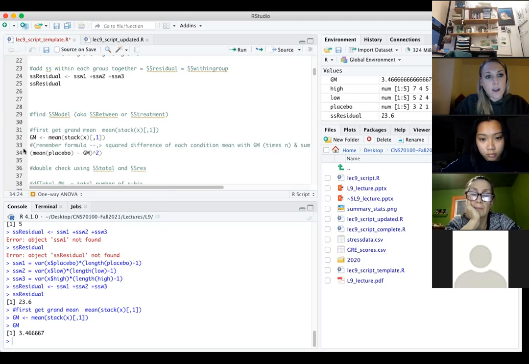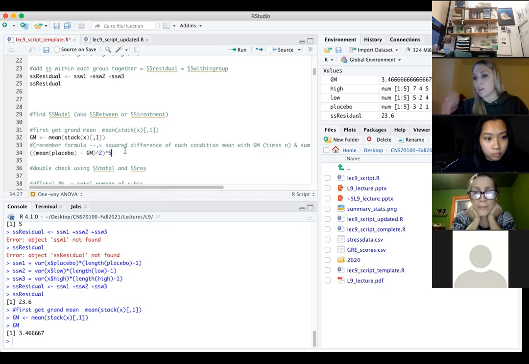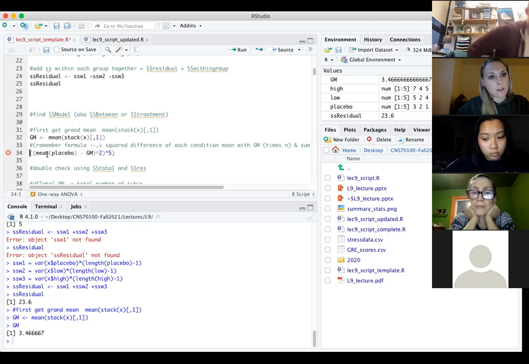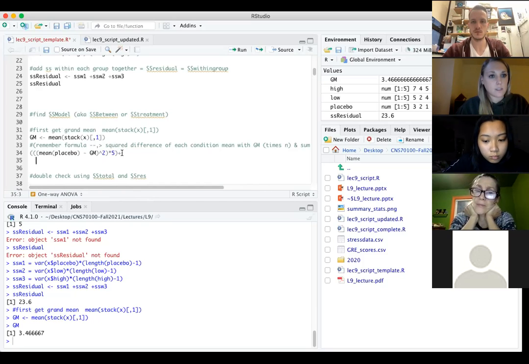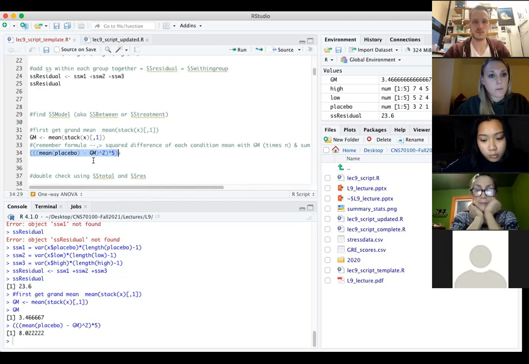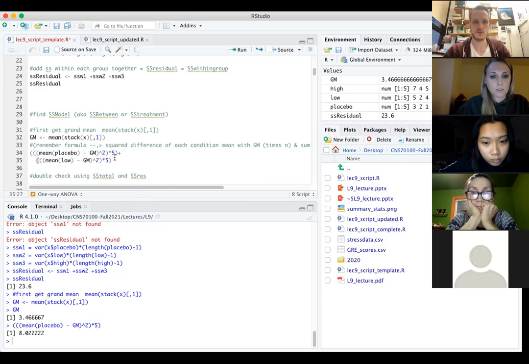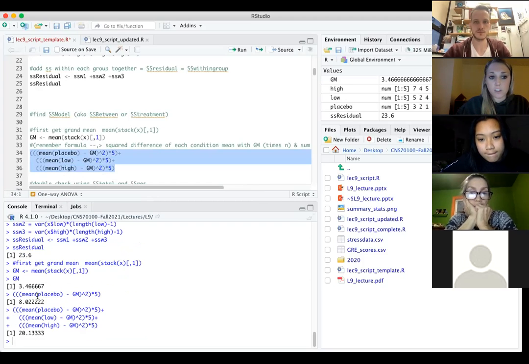And then remember, I also have to multiply, this is the weird one, by the number of data points that are in that group. So we know there are 5 in each group, so I'm just going to multiply that by 5. And then we can do this again. I'm just going to drop this down here. And then remember, we just do this for each one. Now we're going to do it for low, and then for high. So if I do all of that, we should get 20.13.